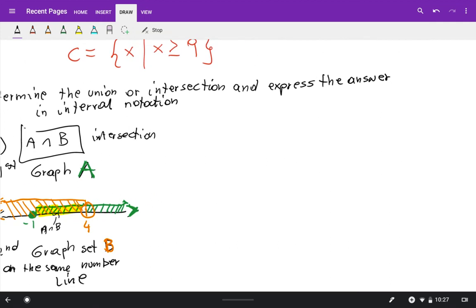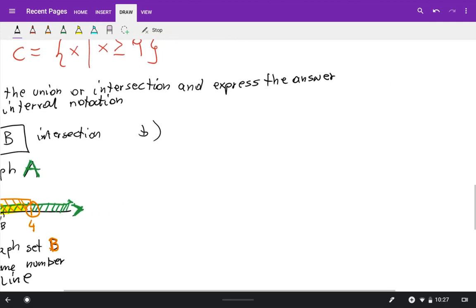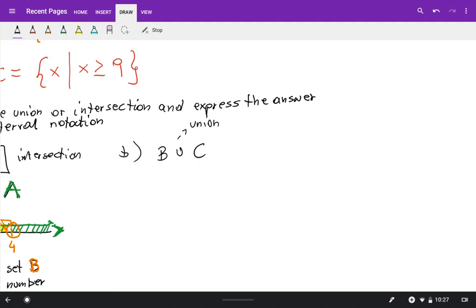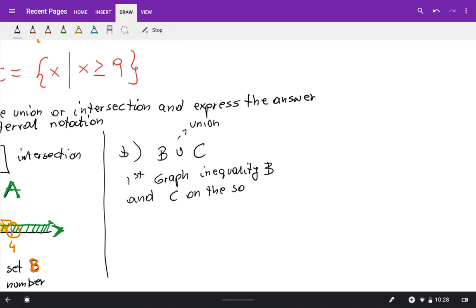Let's do B. So the same example, but B. Now we're going to talk about union. B union with C. So again, I'm asking for union, which means we're adding elements together. So step 1, so let me just separate them. So first, I'm going to graph B. Graph inequality B and C, just B and C on the same number line.